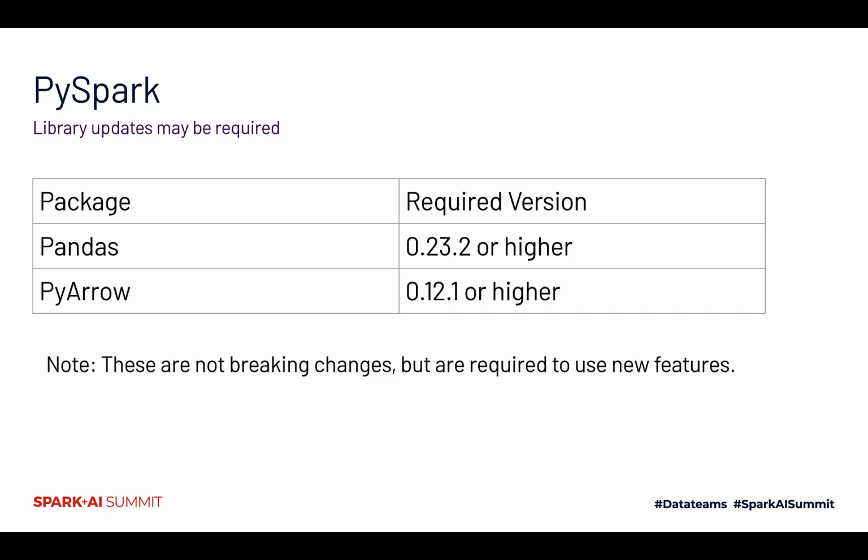A few other changes. PySpark, we're now supporting, of course, Python 3.0. Pandas, you're going to need Pandas 0.23.2 or higher. And if you're using Arrow to convert between Spark and Pandas data frames, PyArrow version 0.12.1. Now, keep in mind, these are not breaking changes, but if you want to use any of the new features, you will need these newer versions of the libraries.